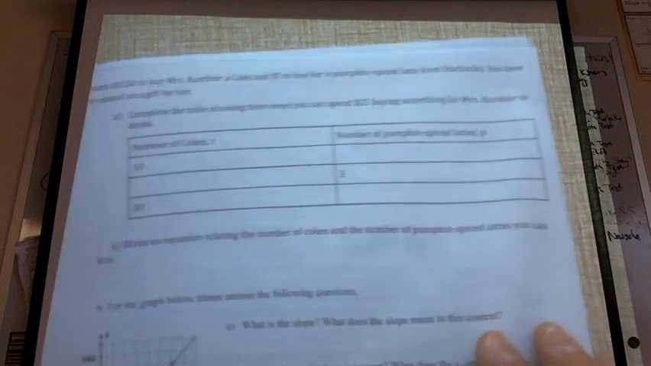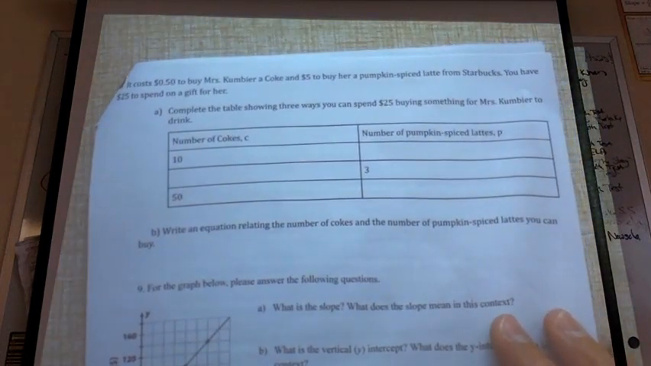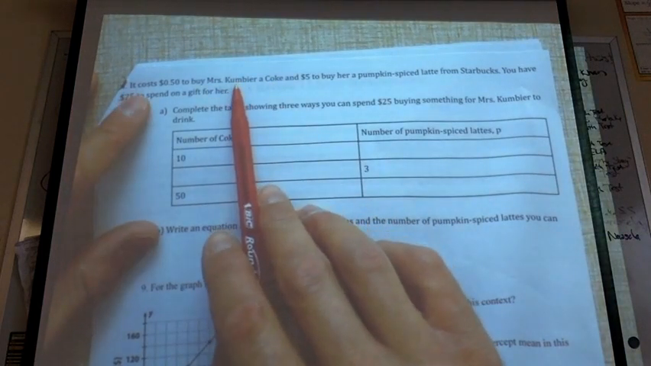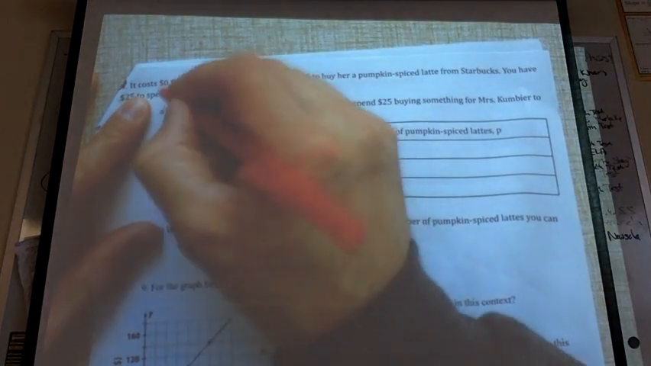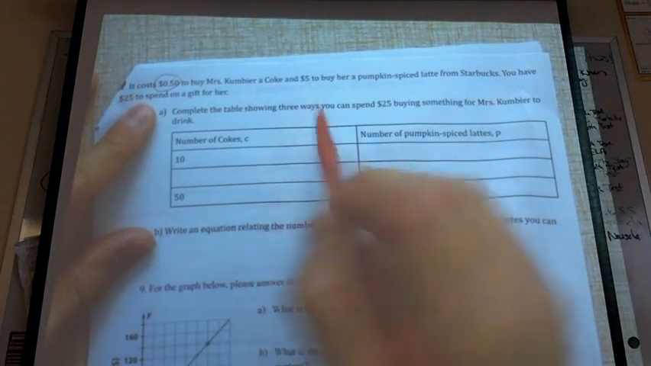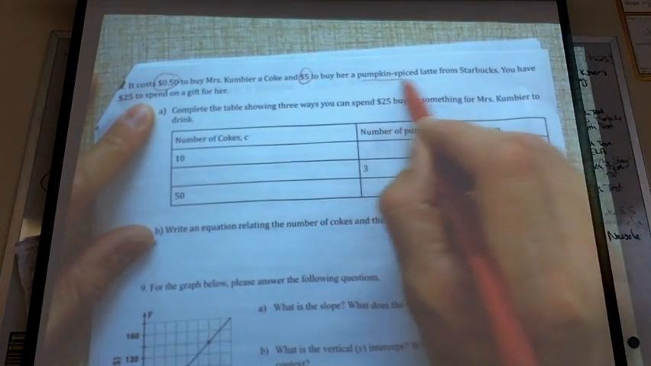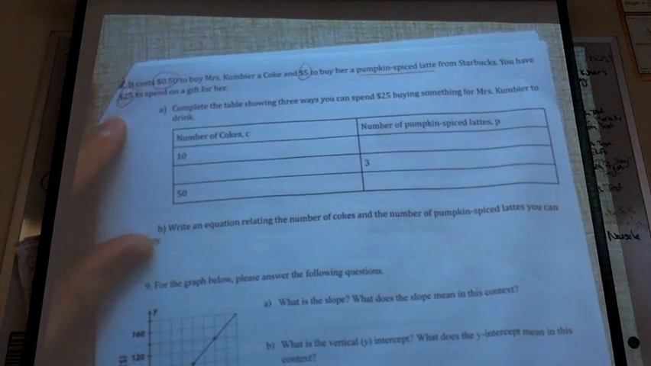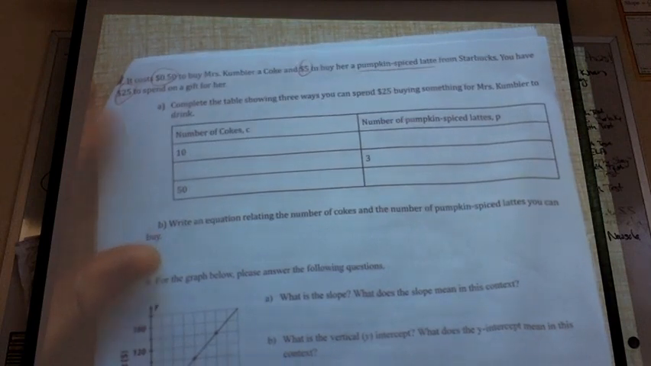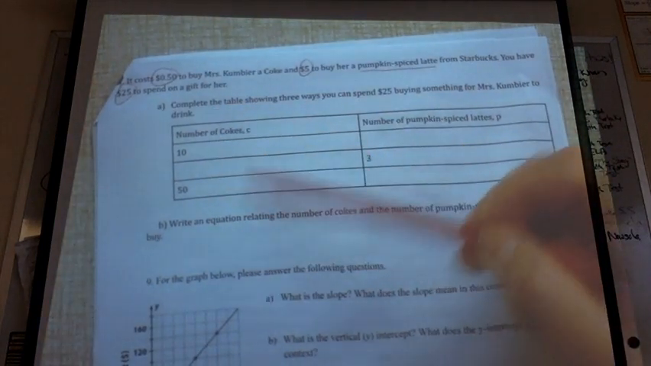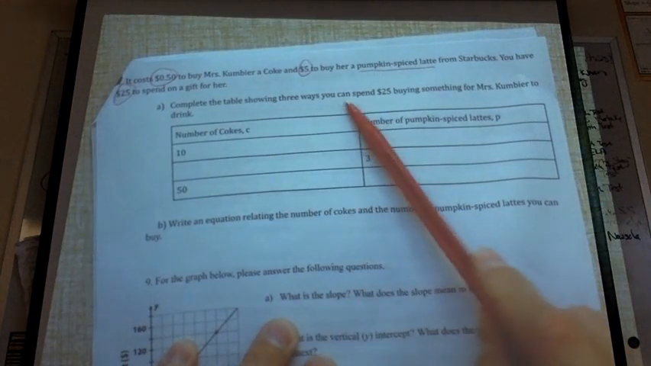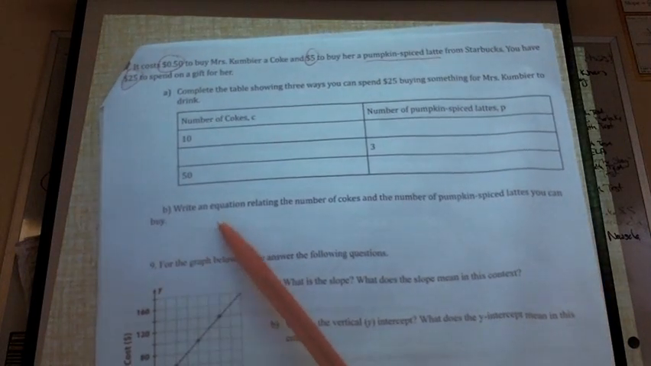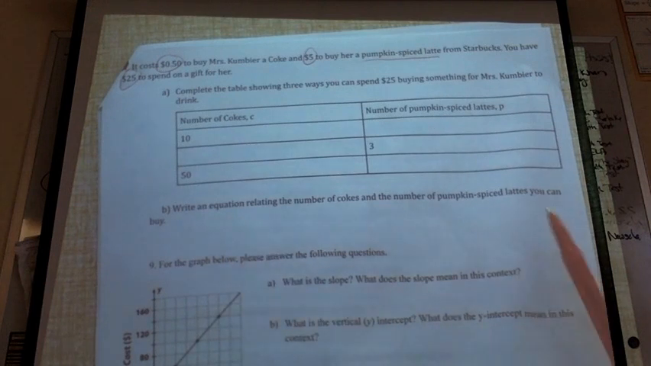So on this one, there are some word problems that we're going to have to do here. It says it costs 50 cents to buy Miss Cumber a Coke. Now maybe this says your teacher, but this example I have from Miss Cumber. So 50 cents for every Coke that Miss Cumber buys. And it costs $5 to buy a pumpkin spice latte from Starbucks. And that's expensive. So you have a total of $25 to spend on a gift for her. So let's look at A and B. A says complete the table showing 3 ways you can spend $25 buying something for Mrs. Cumber to drink. And B says you're going to write an equation related to the number of Cokes and the number of pumpkin spice lattes you can buy.